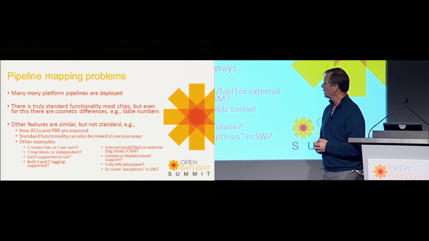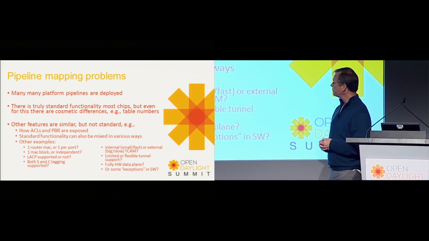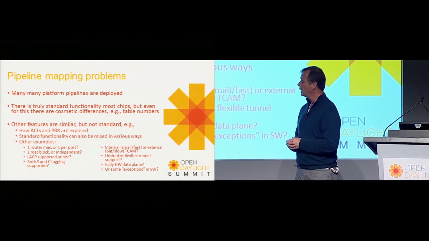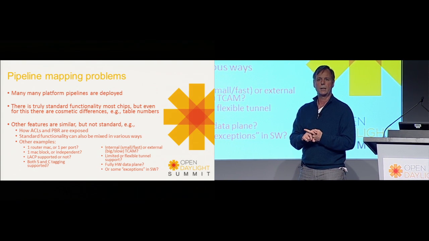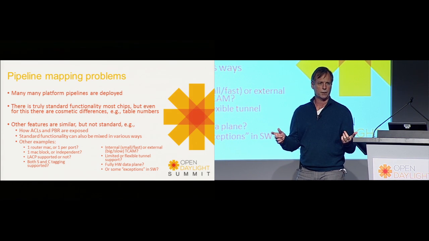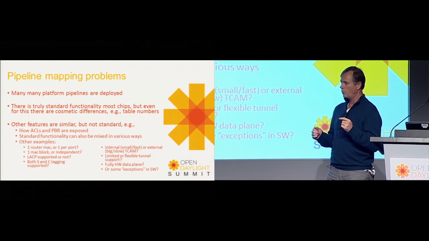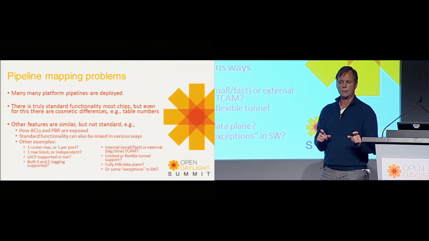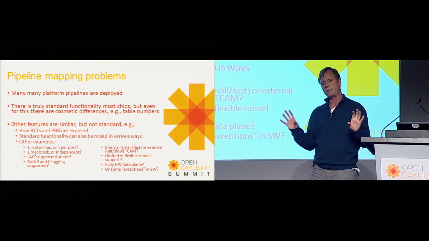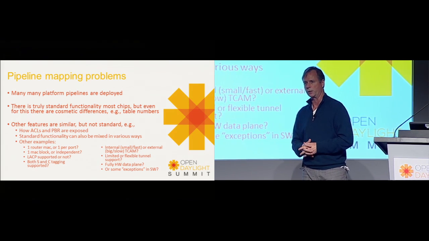First, let's touch a little bit on some of the pipeline mapping problems. There are many platforms with different pipelines that are out there and deployed. And there's some good news. The fully standardized functionality is commonly available in a bunch of ASICs and pipelines out there. But what's interesting is that a lot of these fully standardized bits of functionality can be combined in different ways. And so you combine layer 2 and layer 3, and there's many ways you can do that.